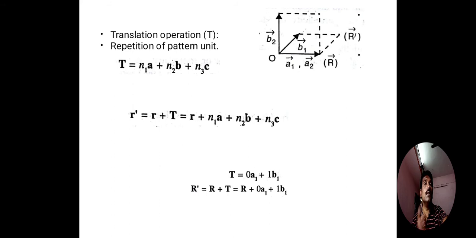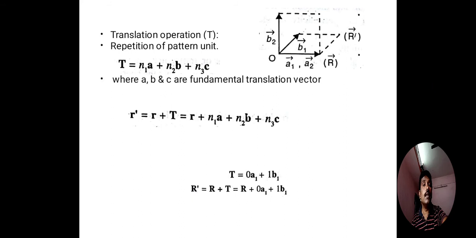That means in three dimensions, when I am talking about an imaginary point, A, B, C are nothing but vectors. But here they are related to the translation vector, and these are called the fundamental vectors. And n1, n2 and n3 are arbitrary integers, first, second, third.